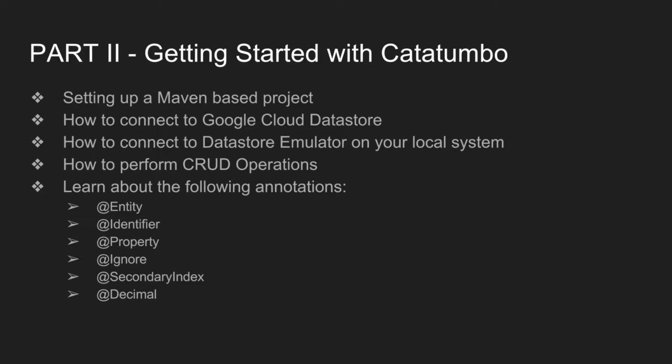And then in part two, we will actually jump into some coding. In this session, we'll basically get started with Catatumbo. We'll set up a brand new Maven-based project. We'll connect to Google's Cloud Datastore. I'll show you how to connect to a data store emulator on your local system. We'll write some code to perform CRUD operations, and then we will learn about a bunch of very basic annotations that are in the Catatumbo framework.